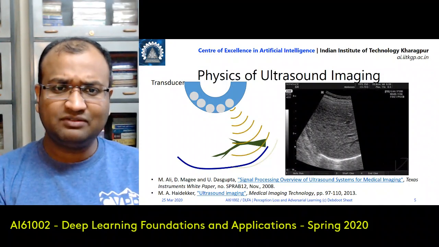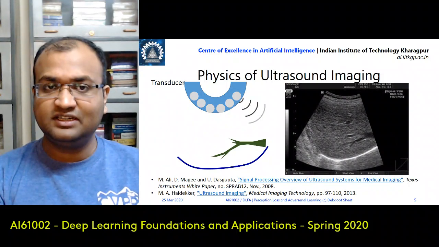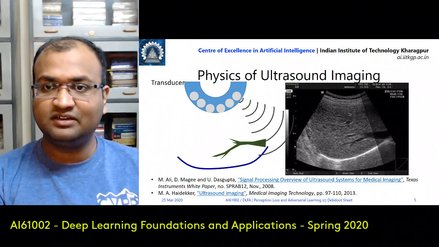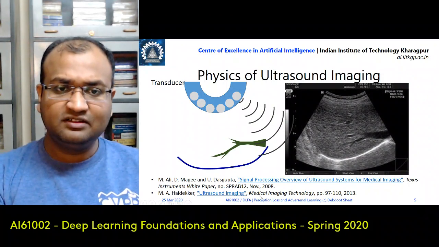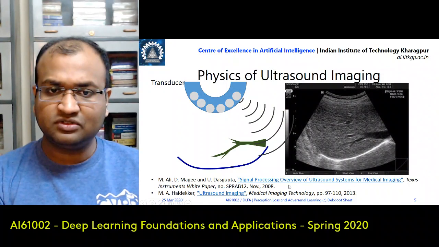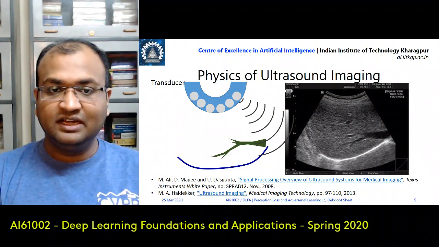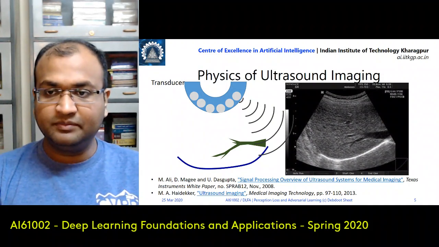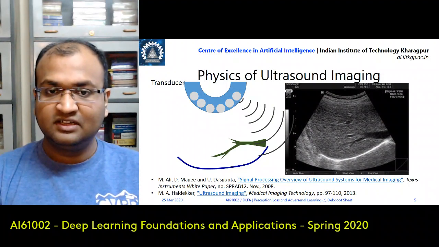So I don't have all of those animations being shown, which is quite intuitive for you to understand that it is going to get reflected, and based on that reflection, I'm able to generate this image. Now you can read more details about it in these two particular papers, and in fact the first paper, which is on signal processing overview of ultrasound imaging systems, is a white paper from Texas Instruments. It's a very well written and informative paper for understanding what ultrasound imaging is and how the whole process works.